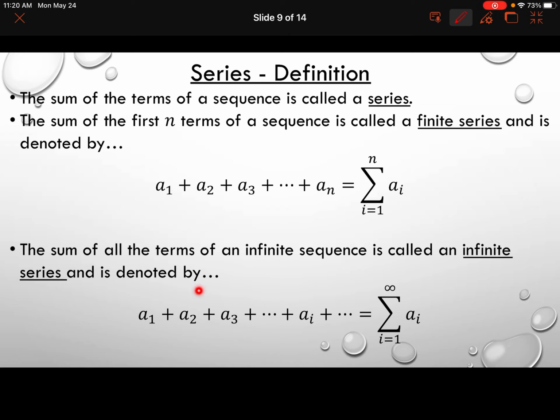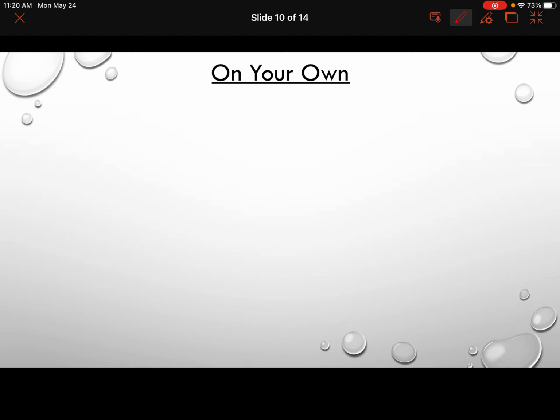We will initially focus on the finite series. The infinite series is something that we're going to talk about later on. Okay, so we're going to focus initially on these finite series, and then later on we'll talk about this idea of infinite series. All right, and then the rest is going to be on your own problems for this lesson.